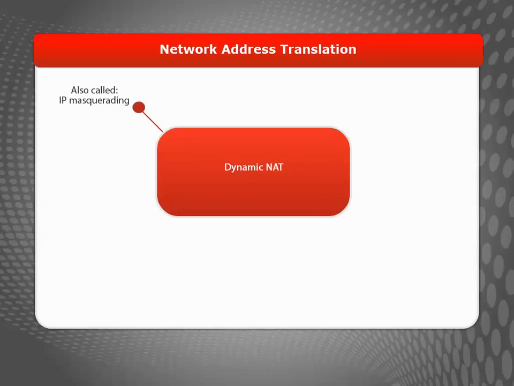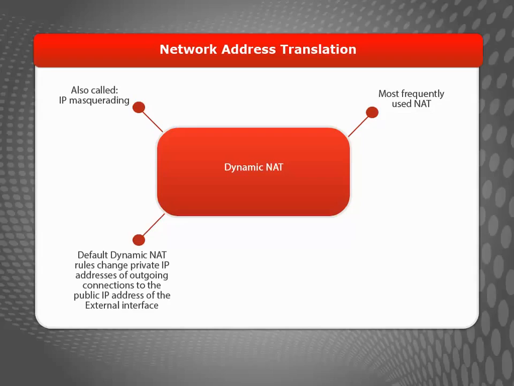Dynamic NAT, also known as IP masquerading, is the most frequently used type of NAT, because by default, the firewall's dynamic NAT rules change the private source IP address of any outgoing connection to the public IP address of the external interface. You might not even realize dynamic NAT is occurring. Dynamic NAT ensures that the responses to your users' outgoing connections return to where they originated on your network.